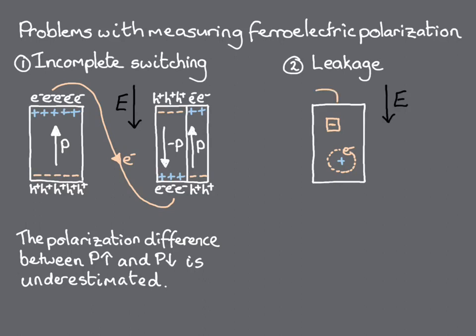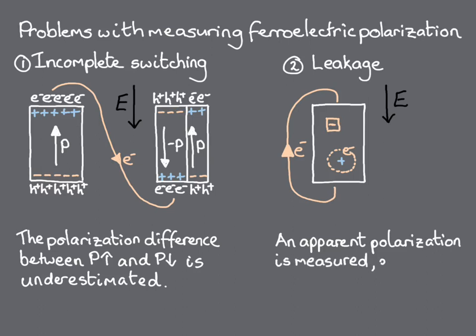This time, when the electric field is applied, the free electrons can flow through the external circuit, and if we interpret the number of electrons per unit area to be the size of the switched polarization, we will obviously get the wrong answer. In fact, there will even be a contribution in a non-polar material.